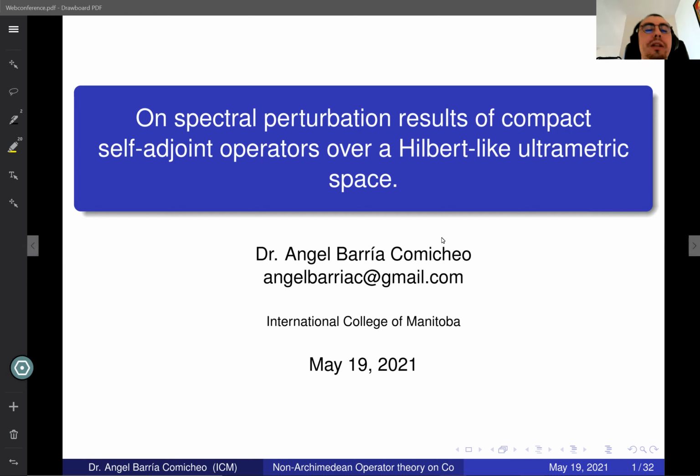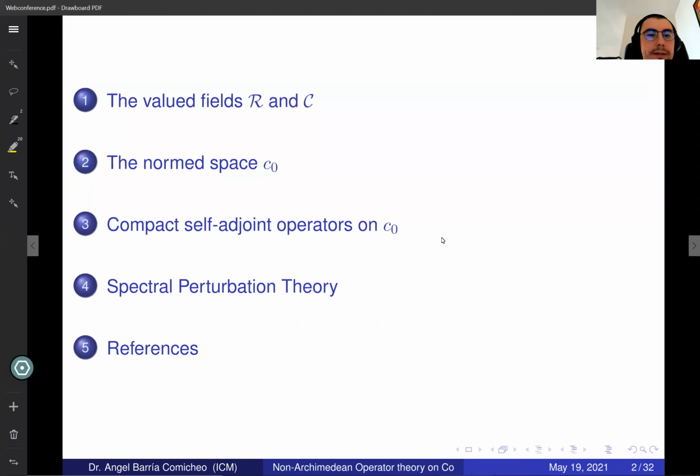Today we'll talk on spectral perturbation results of compact self-adjoint operators over a Hilbert-like ultrametric space. I will start by giving a brief description of the fields that we are going to use as a base field, then a brief description of the Banach space we're going to work on, and then a brief description of compact self-adjoint operators in this space. And lastly, I will talk about the problems and results that we are having in spectral perturbation theory.